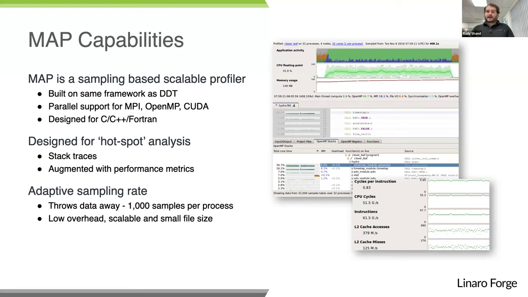You can also have different sub-metrics, so things like cycles per instruction, CPU cycles, and you can see how this looks across your application activity. But as we go through some of the examples, we'll go through that.